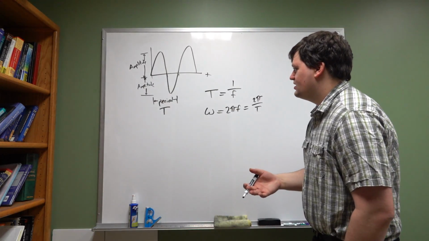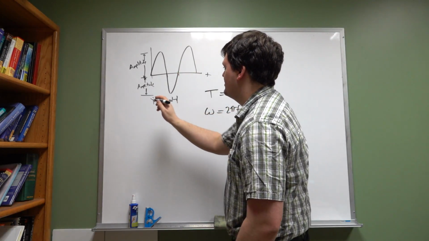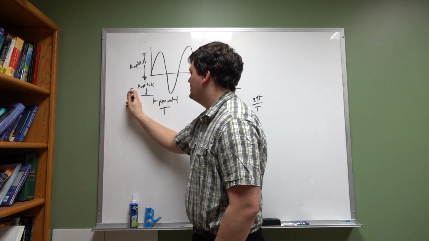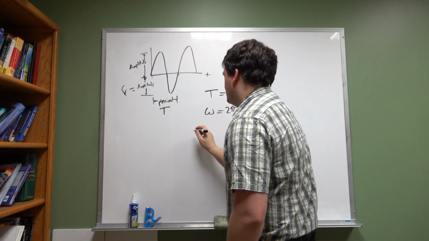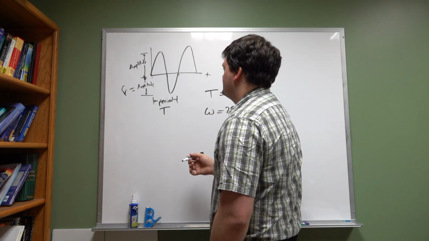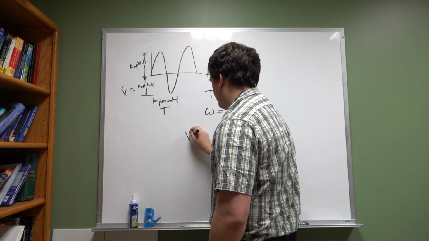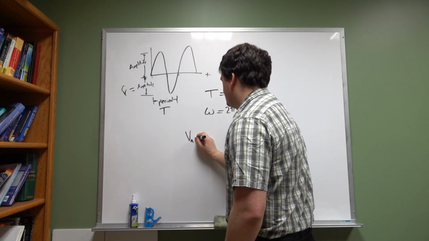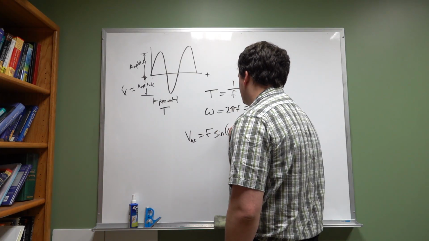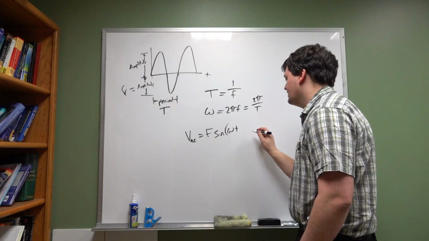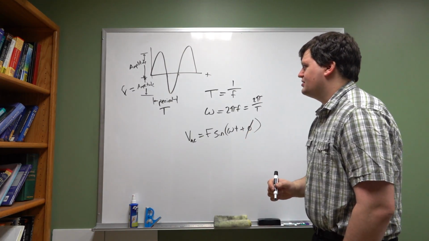So the equation that is generated from this is, if we call the amplitude F, our sinusoidally oscillating circuit, we'll call that V AC, is equal to F sine omega t, and we're going to add a phi. Now what is that phi?